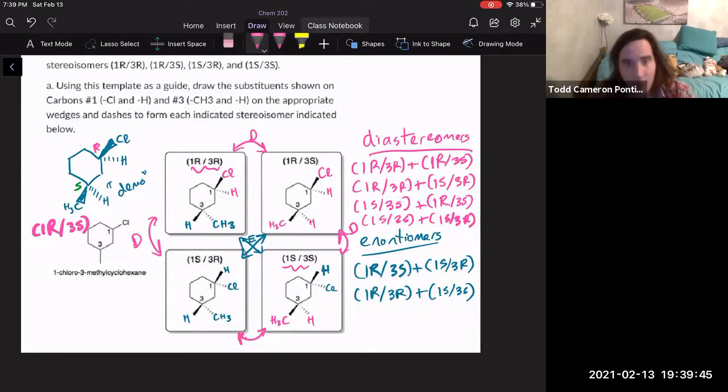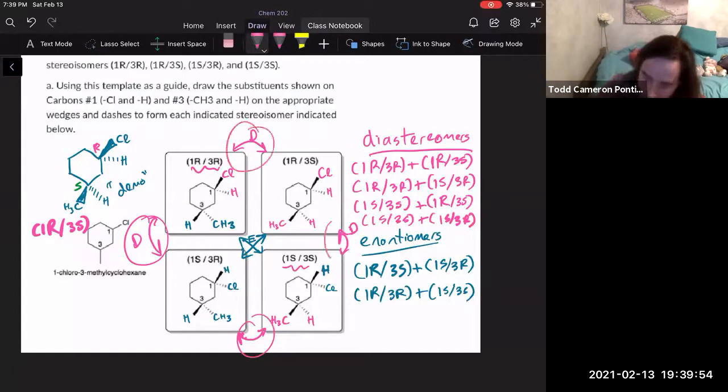Like the diastereomers of 1S, 3R are 1R, 3R and 1S, 3S, but I've already accounted for those relationships. Same thing with the 1R, 3S. I've already accounted for all of its diastereomers. This will always be the case if you have two stereocenters and an asymmetrical molecule. There will always be four pairs, because again, this is a relationship. So there'll be four pairs of diastereomers and two pairs of enantiomers that you would get from this.